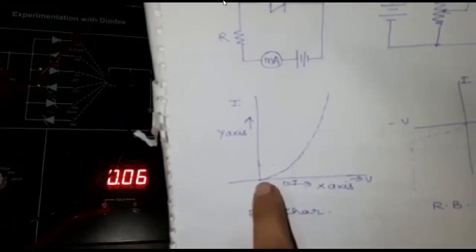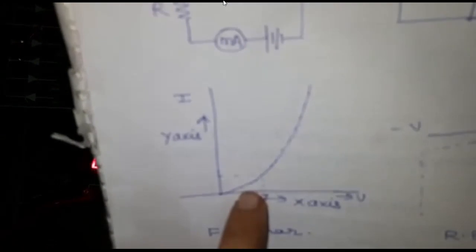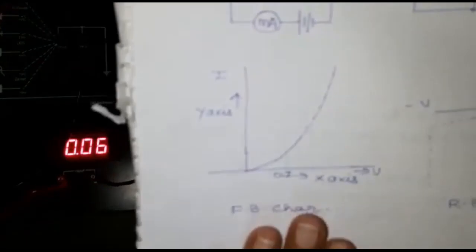For a voltage of 0 volt, the current is 0. When we increase the voltage to 0.1 volt, we measure the corresponding current. When we increase the voltage to 0.2 volt, we measure the corresponding current, and we draw a plot between I and V. This is known as the forward characteristic of the diode, and we draw a curve like this. This is the theoretical curve, the forward characteristic of a PN junction diode.